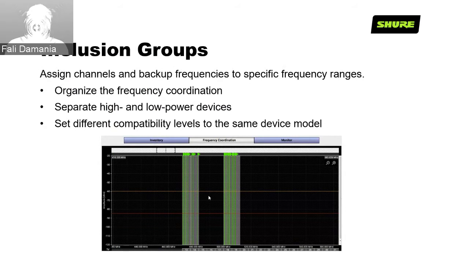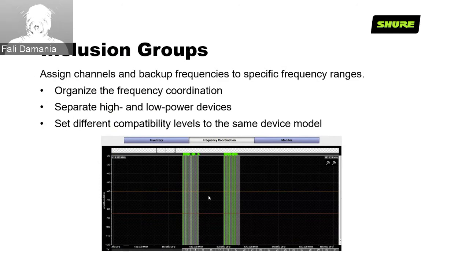Which is what someone else scanning sees, and the software tells that person there are a lot of frequencies in this very small space. It's a bad idea to put anything there. So let's put frequencies elsewhere. That's where inclusion groups play a very important part.